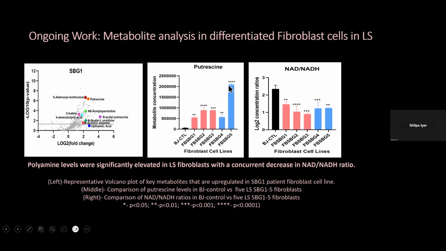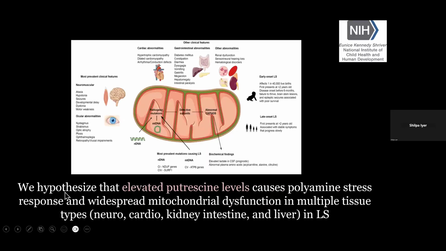This was very surprising. When we saw that, we were very excited, but at the same time we felt, oh, we should have looked at this more carefully. So this is a new marker, if you might say so, and we hypothesized that elevated putrescine levels cause this polyamine increase due to widespread mitochondrial dysfunction in different mutant types. And we are now looking at differentiating them into neurons, cardiomyocytes, kidney, intestine, and liver cells in Leigh's disease.